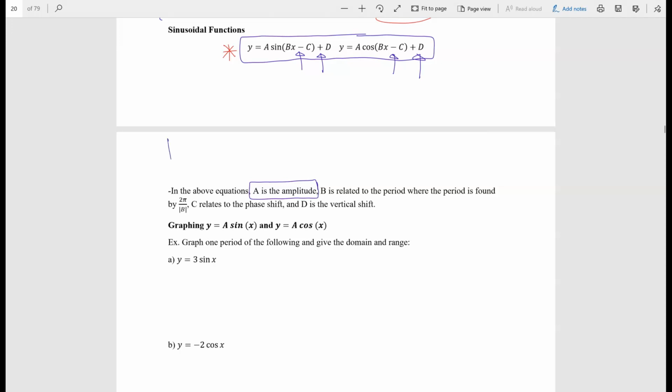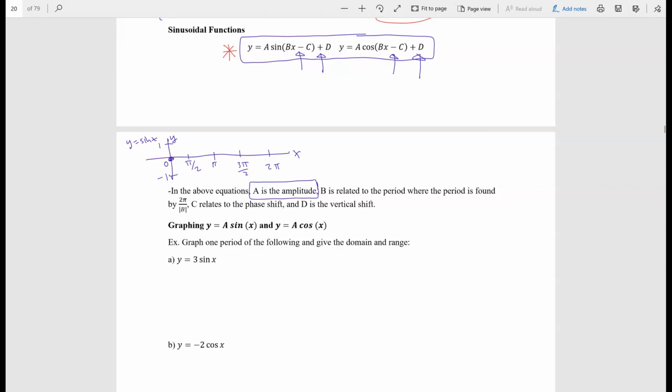So if I were to look at the sine function, let's start. If we look at the sine function, y equals sine of x, and I were to graph it, here's my x value, here's my y value. Remember, we're always going to use the quadrantal angles, pi, 3 pi over 2, 2 pi. So let's just graph one period. One period, remember, is one cycle.